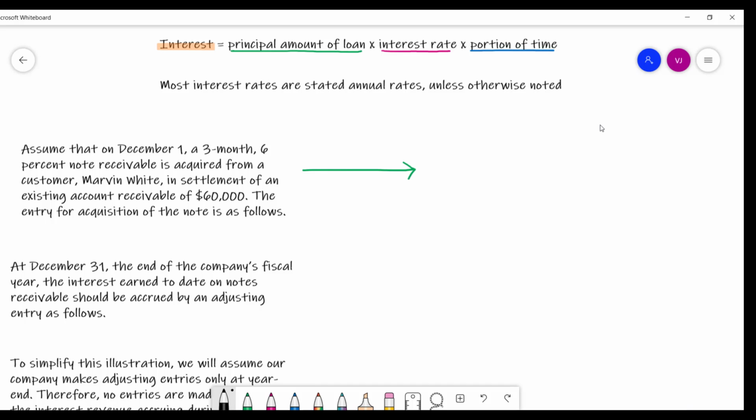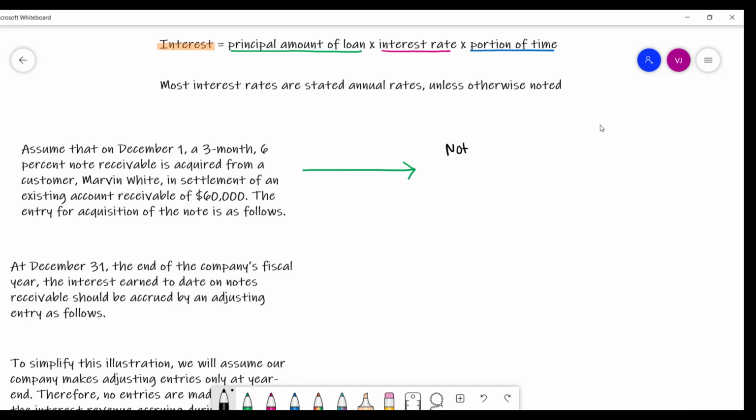In this case, Marvin White didn't pay the accounts receivable by the time it was due. So Marvin White made an agreement with the company, saying, okay, can you give me some more time to pay it off? I'll pay you interest, and they came up with an agreement. Here we're converting that accounts receivable to a notes receivable, and we would simply move the $60,000 from one account to the next.